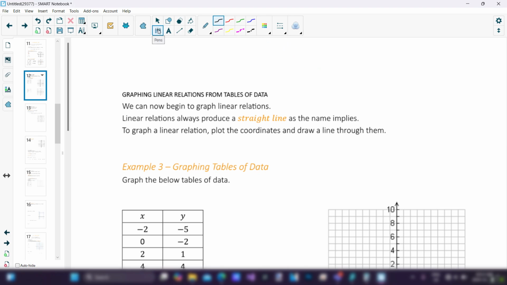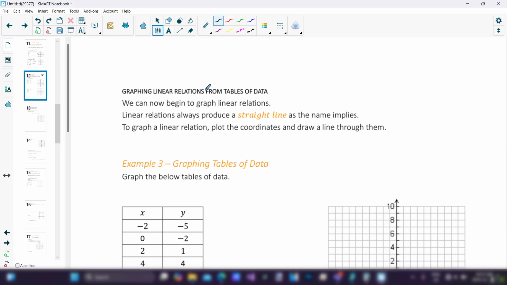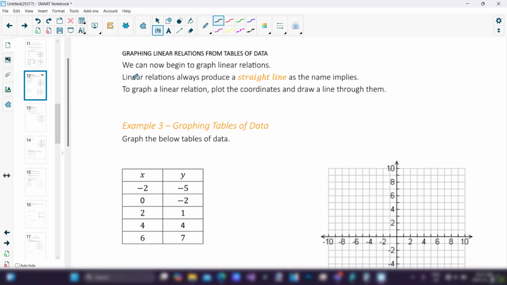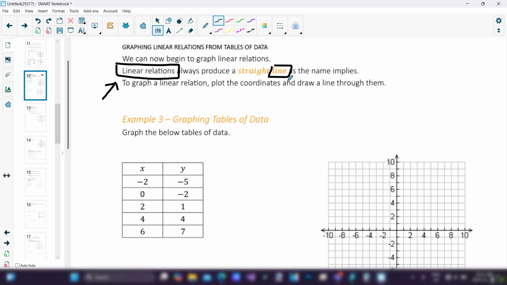All right, so let's get into more of the fun stuff here. Let's actually start graphing. Now, we've talked about the unit being called linear relations, and we talked about linear meaning a line. So every equation, every time you graph data, you should get a straight line. Otherwise, your data is incorrect, unless that's the purpose of the question. So anytime we're graphing, we are expecting straight lines.